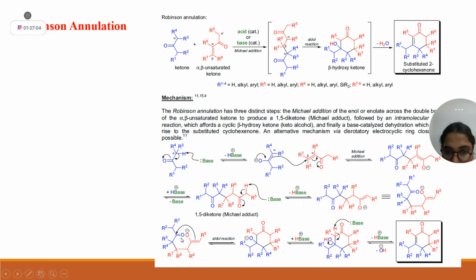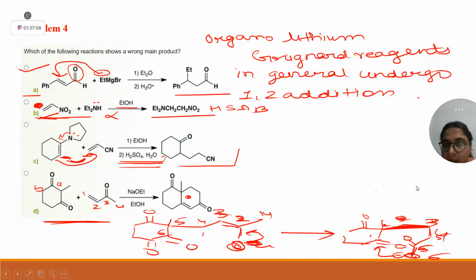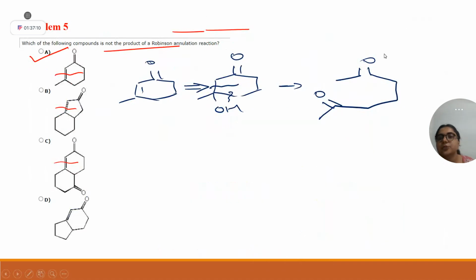How have they got this OH? Obviously, when this enolate has attacked onto this. So, if we look at our question, this diketone is possible, right? So option A can be a product for Robinson annulation. What was the problem in that? Nothing. Which of the following compounds is not the product for Robinson? A can be true, so A is eliminated.